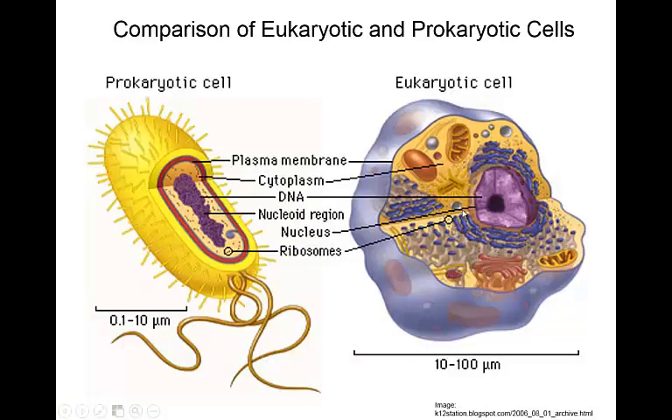So let's look at some of the differences between eukaryotic cells and prokaryotic cells. They're going to have some components in common. Primarily, they're both going to have a plasma membrane, they're both going to have cytoplasm, every cell is going to have DNA, and they both need ribosomes so that they can do their protein synthesis. However, the eukaryotic cells, as you hopefully remember, are going to be a lot more complicated.